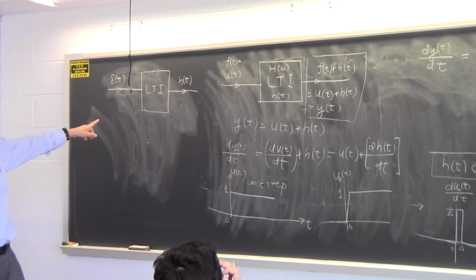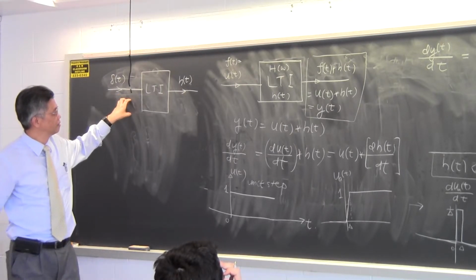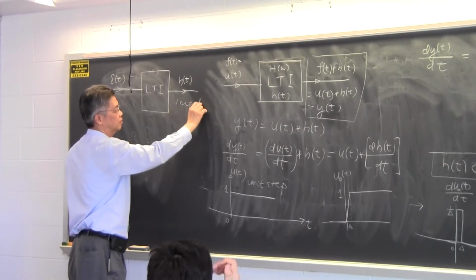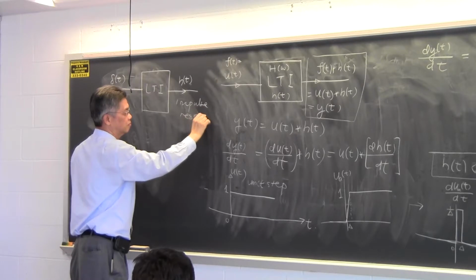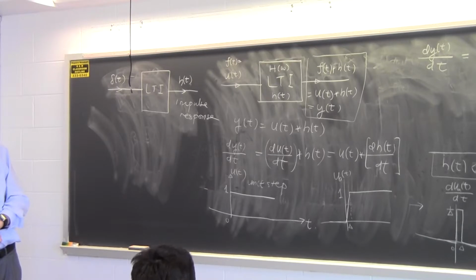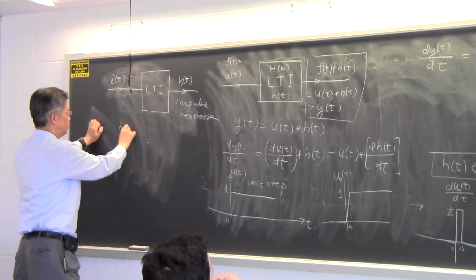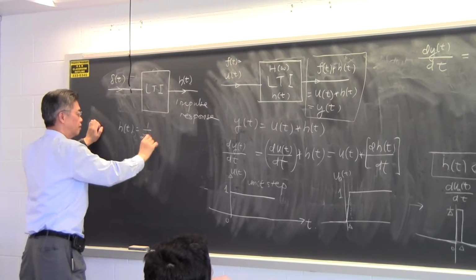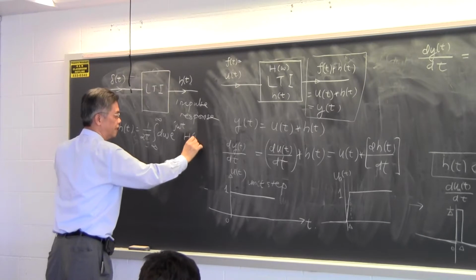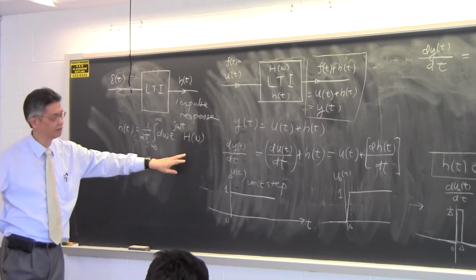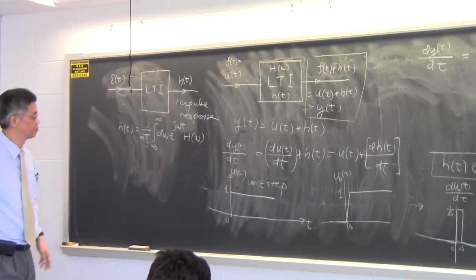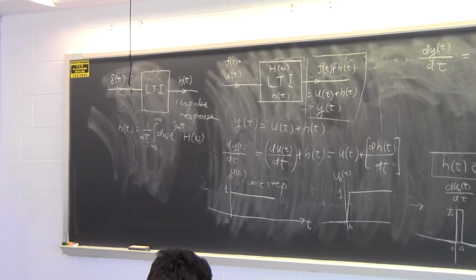Okay, so the response to this input is h of t. That's why this is called an impulse response. Okay, that's why the name impulse response. So h of t is actually equal to the Fourier transform of h of omega. This is the frequency response, and in some textbooks this will be called the transfer function. Okay, the transfer function. So are there any questions so far?